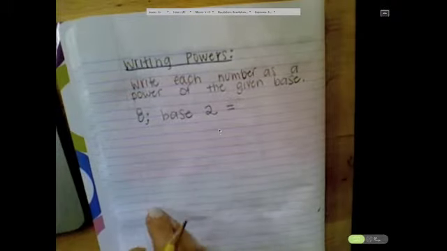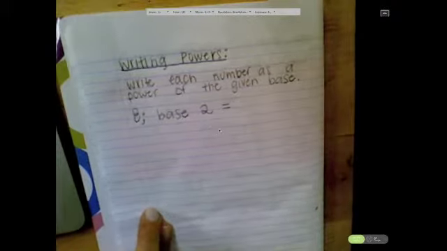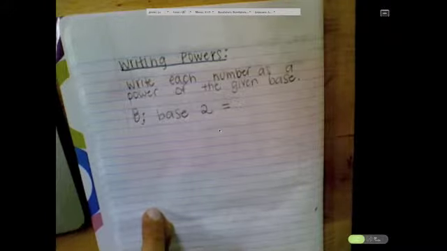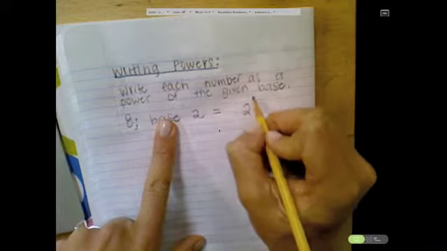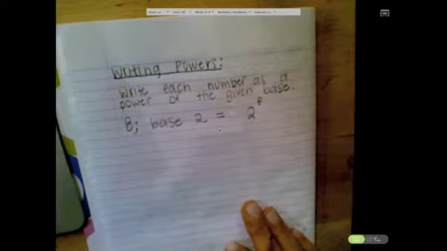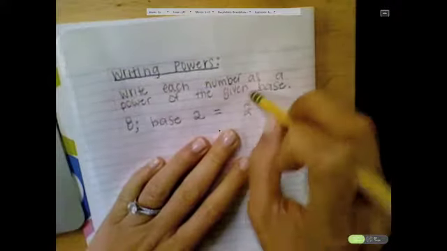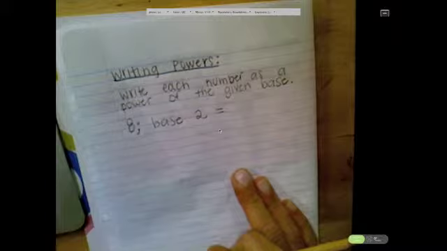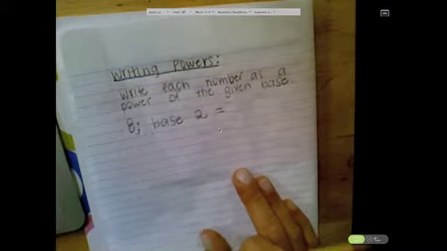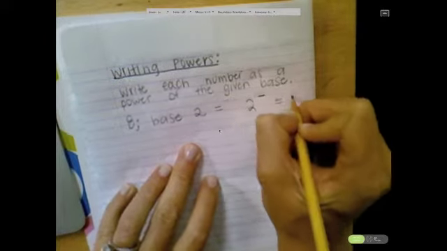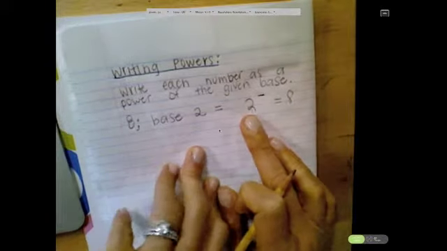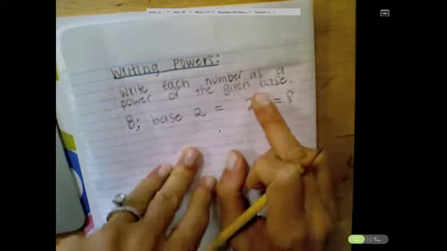Now, what I saw a lot of people do last year when this was a question on a quiz or a test, or especially on the final, is they just wanted to write the answer like this, 2 to the power of 8. Okay? That's not what this question is asking you to do. What this question is asking you to do is write a power, so write an expression where the base is 2 and the solution is 8. So 2 to the power of what equals 8? So you're given the base, you're given the solution, you need to come up with the exponent.